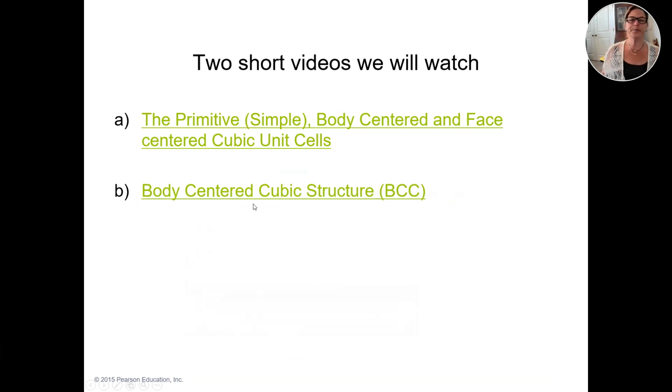Okay, so when you're done with this lecture, go ahead and watch part B. It's the math behind figuring out the densities of the different compounds, beyond just the generic density equals mass divided by volume. It's literally looking at what type of unit cell it is and how to mathematically calculate what you're looking at.